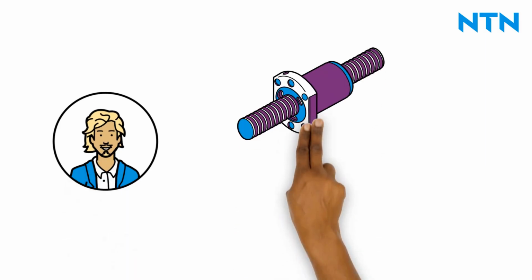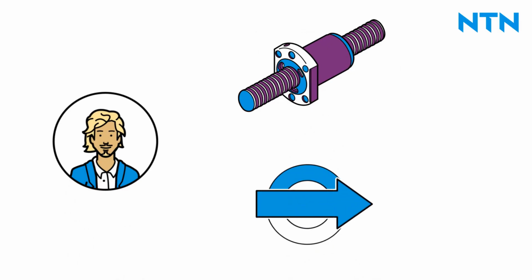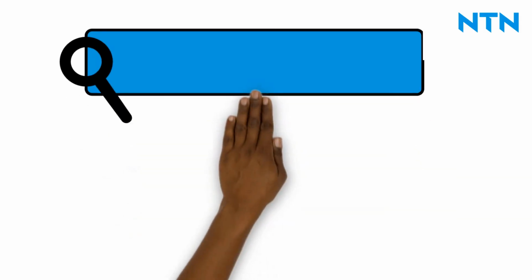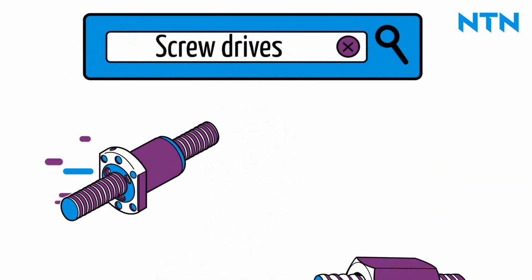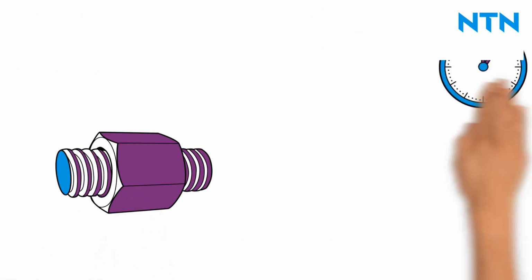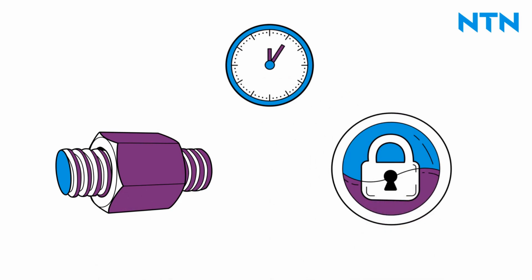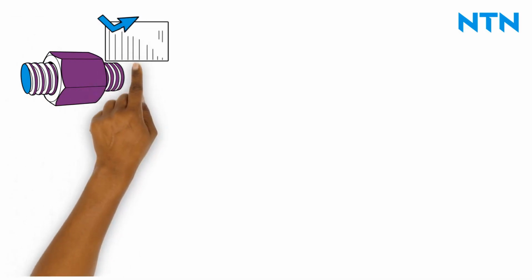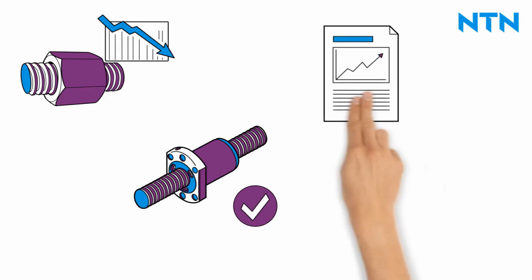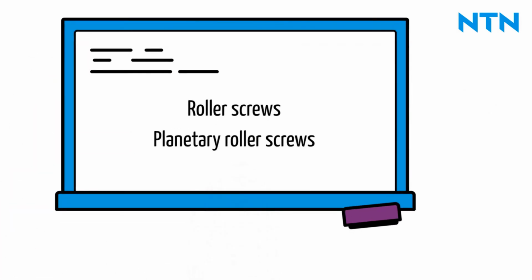Niels begins. Screw drives are used when you want to convert a rotary motion into a longitudinal motion. The most common types of screw drives are ball screw drives and trapezoidal screw drives. Trapezoidal screws have been on the market for much longer and are known for their self-locking properties. Today, however, they are used much less frequently than ball screws because they are more efficient and therefore have a lower energy consumption. There are also roller screws and planetary roller screws.